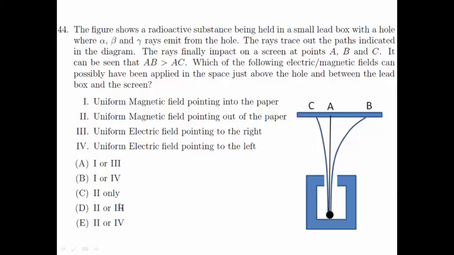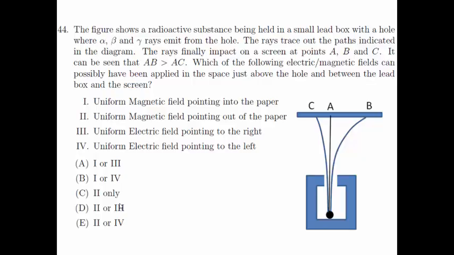Welcome to Singapore Junior Physics Olympiad 2012 General Round Question 44. The figure shows a radioactive substance being held in a small lead box with a hole where alpha, beta and gamma rays emit from the hole. The rays trace out the path indicated in the diagram. The rays finally impact on the screen at points A, B and C.